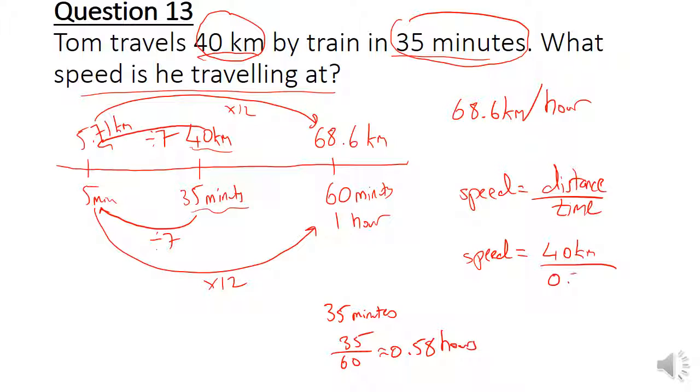So if we divide that by 0.58, then we get 40 divided by 0.58, and it gives us slightly different from what we did before because I've been rounding, but again, it's approximately 68.6 kilometres, very roughly, per hour. So we've done some rounding, so it'll be slightly off.